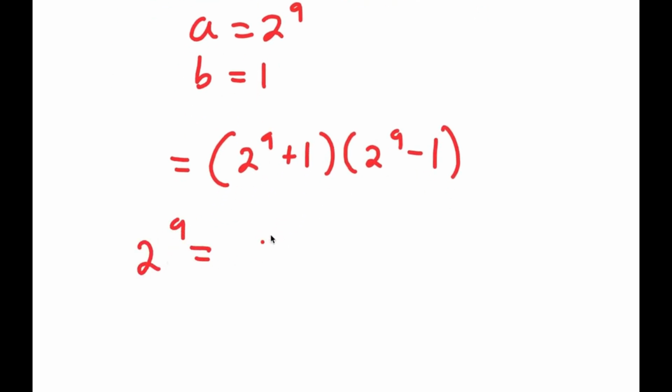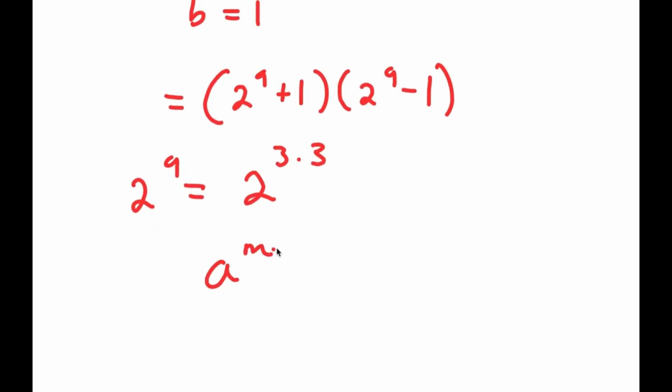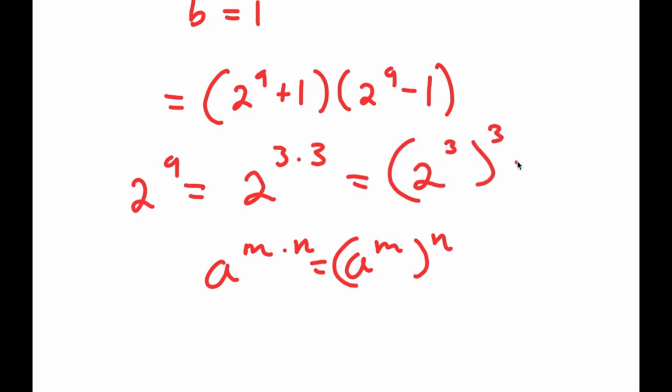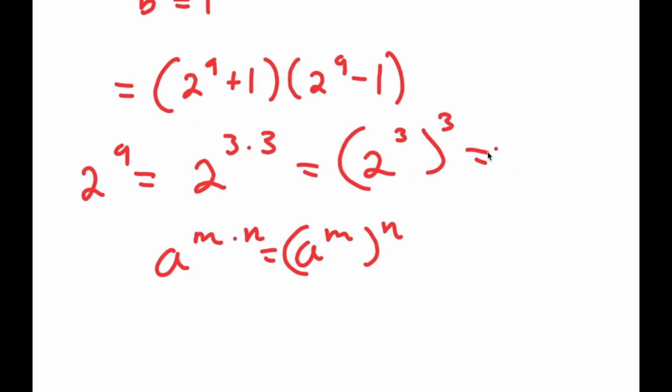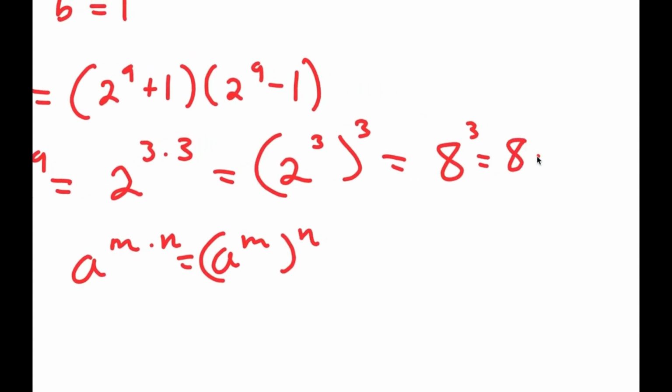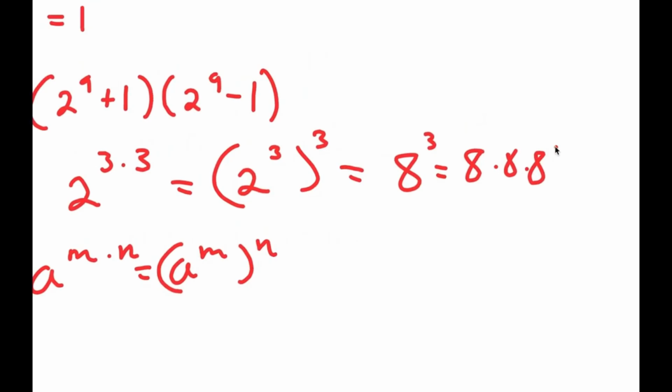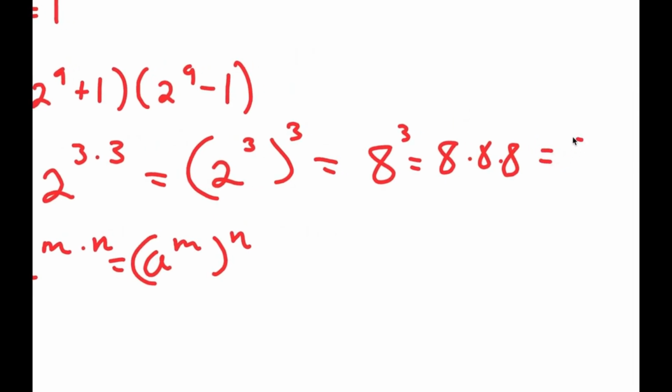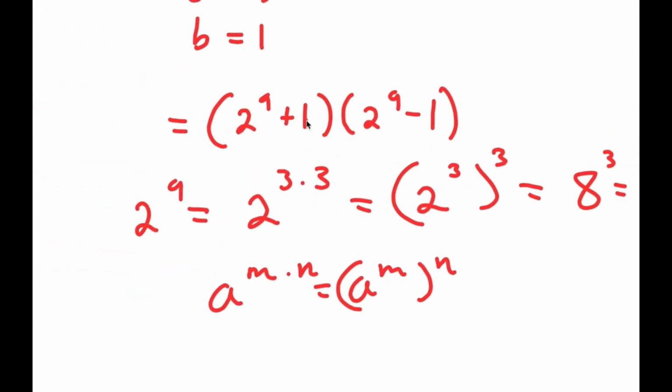Well, 2 to the power of 9 is equal to 2 to the power of 3 times 3. And remember, if I have something in the form a to the power of m times n, this is equal to a to the power of m to the power of n. So this is the same thing as 2 to the power of 3 to the power of 3. Well, what is 2 to the power of 3? 8, right? Meaning this is equal to 8 to the power of 3, which is equal to 8 times 8 times 8, which is equal to 512. So 2 to the power of 9 is 512.